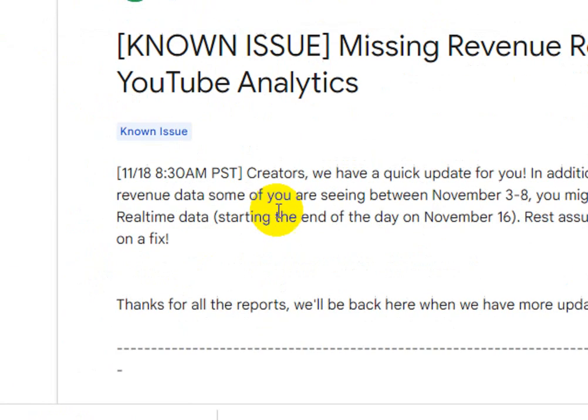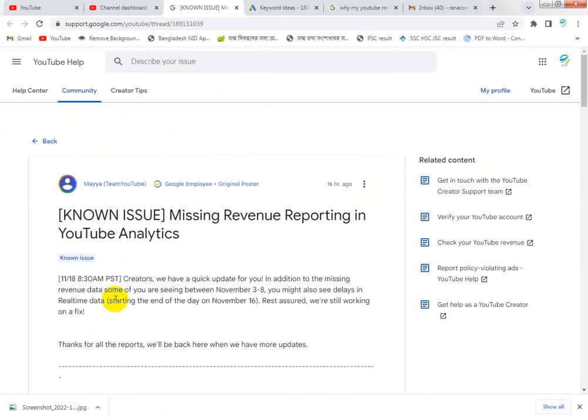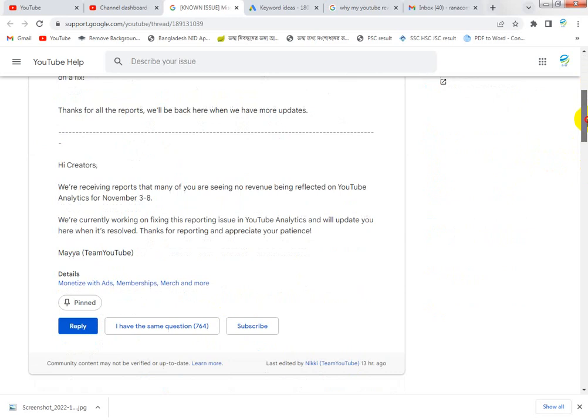Okay, "Creator, we have a quick update for you. In addition to the missing revenue data some of you are seeing between November 3 to 8, you might also see delay in real-time data. Starting the end of the day of November 16, we are still working on fixing it." That means real-time data is delayed, and until November 16 they will fix it. So this is my first letter. I wrote down two letters.